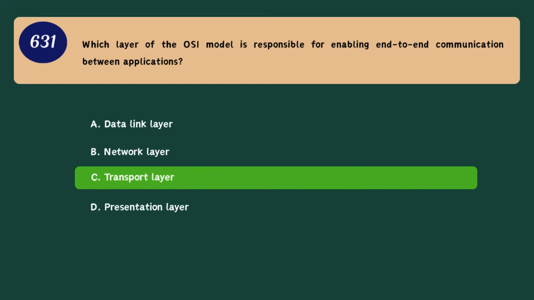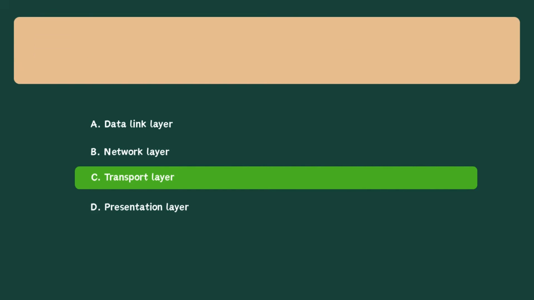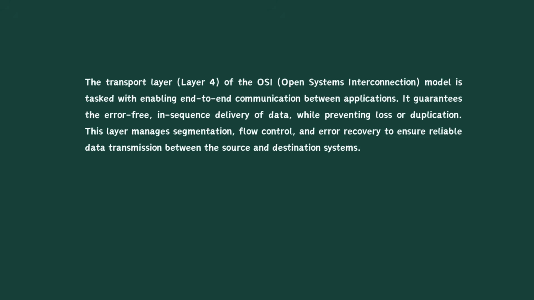Correct answer. C. Transport layer. The transport layer, layer 4 of the OSI, Open Systems Interconnection Model, is tasked with enabling end-to-end communication between applications. It guarantees the error-free, in-sequence delivery of data, while preventing loss or duplication. This layer manages segmentation, flow control, and error recovery to ensure reliable data transmission between the source and destination systems.